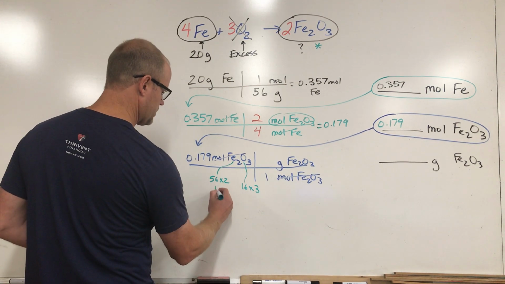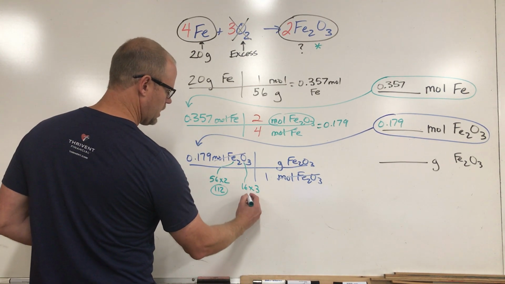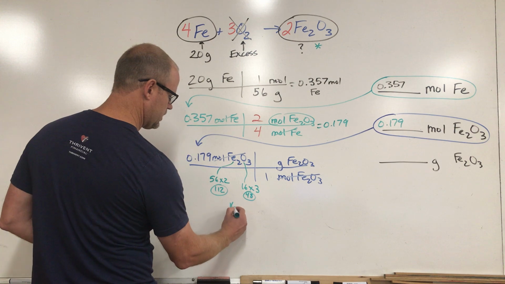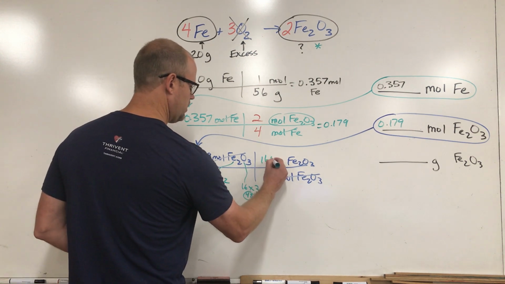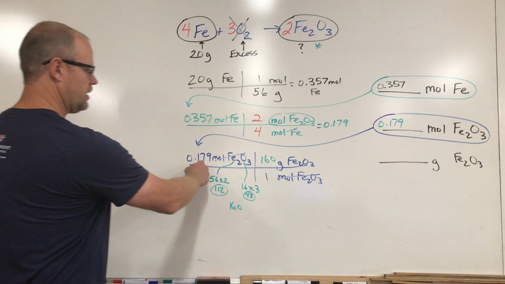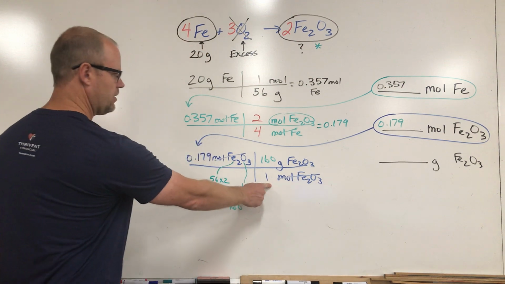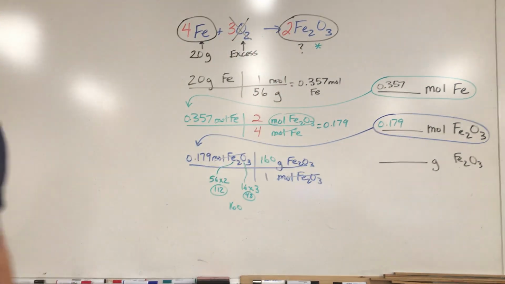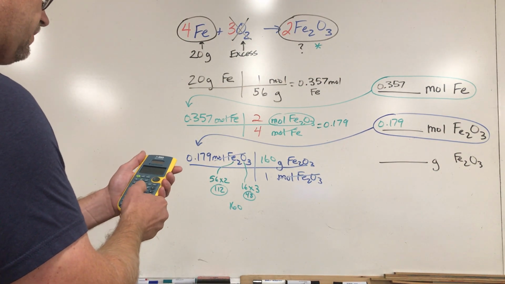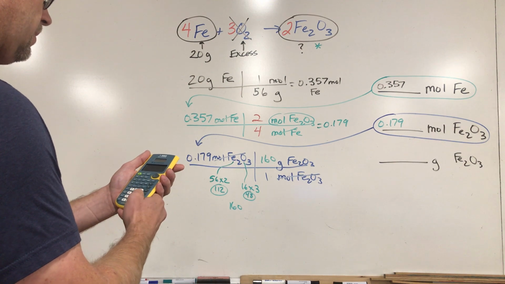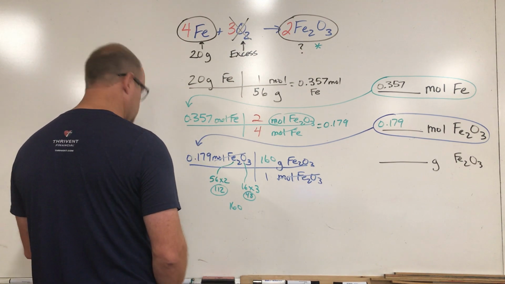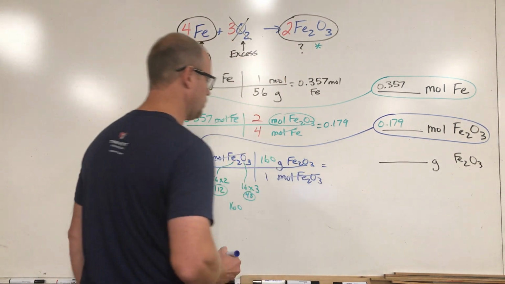Okay, 56 times 2 is 112. 16 times 3 is 48. If I put those together, I get 160 grams per mole. So 160 goes right there. Okay. Now when I look at this, all I really have to do is take 0.179 times 160. That 1 doesn't affect the math. And that should tell me how many grams of rust will be produced from this reaction if we had the amounts that we intended to start with. 0.179 times 160. And I get 28.6, roughly, okay? Obviously I'm doing some rounding.